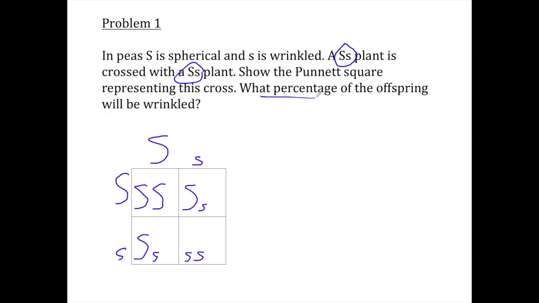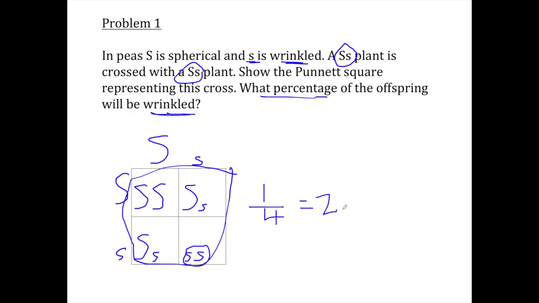And then the question asks you, what percentage of the offspring are going to be wrinkled? Okay, so to know what's wrinkled, you have to go back to the beginning, and it tells you that wrinkled is the recessive. So the only way to see the recessive phenotype is if you're homozygous recessive. Remember, if you're a heterozygote like this, big S, little s, you don't look wrinkled because you have the dominant, so you would look spherical. So this has two big S's, spherical, big S, little s, spherical, big S, little s, spherical, two little s's, that's going to be wrinkled. So one out of the four possible progeny, so one out of four are going to be wrinkled, or 25%.